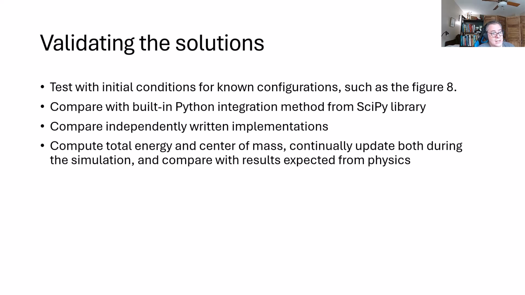Another thing would be this: Python has a built-in integration method. I could just use the built-in integration from the SciPy library in Python and make sure that I'm getting the same thing in my custom RK4 that I code as the one that was built into Python. And as I said, Alexis and I each wrote our own custom implementations of RK4 in Python. And so that was another way of validating that we were both correct, that we both had the same result.